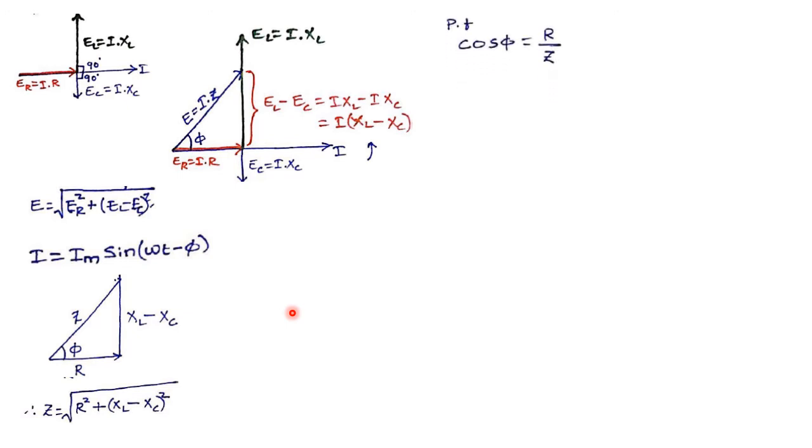Okay. And power factor is given by cos phi equal to R by Z. So this is a common definition of power factor which we have seen in the previous lecture. It is the ratio of resistance to impedance of the circuit. Okay, so cos phi is equal to R by Z, from this impedance triangle, where phi is equal to tan inverse of XL minus XC upon R.